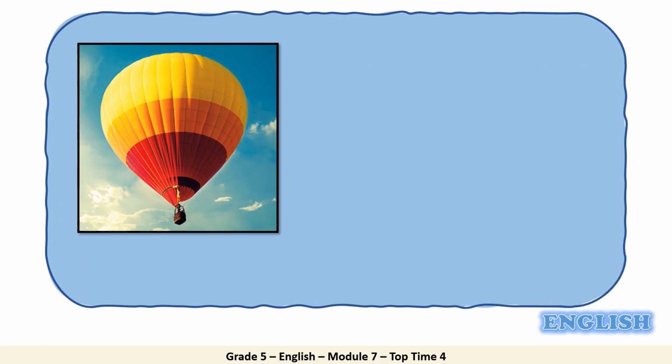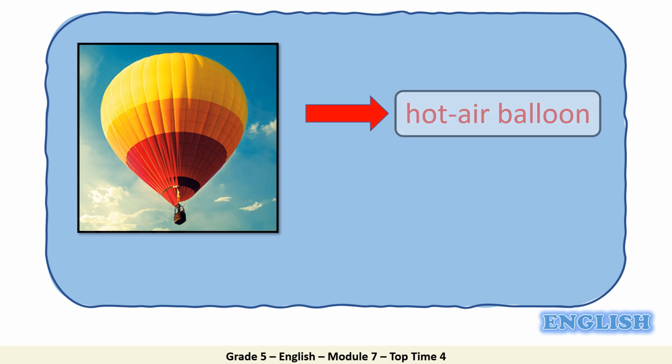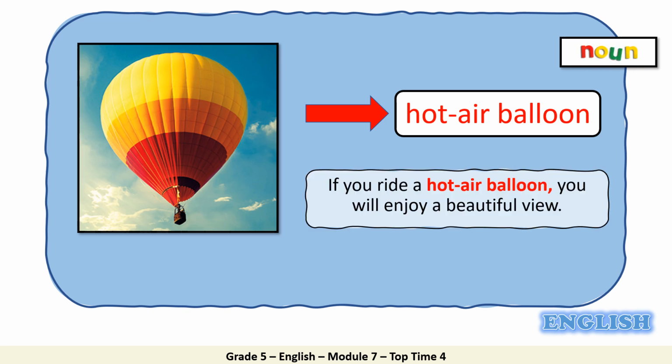This is something that you can also see in the sky. But this thing is something that you can ride. This is a hot air balloon. This is a noun. For example, if you ride a hot air balloon, you will enjoy a beautiful view.